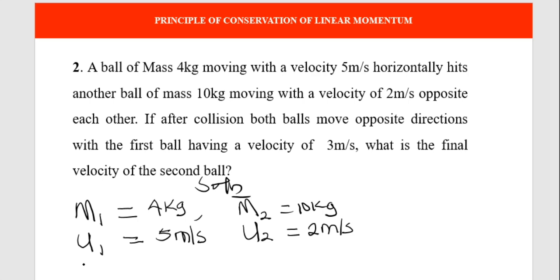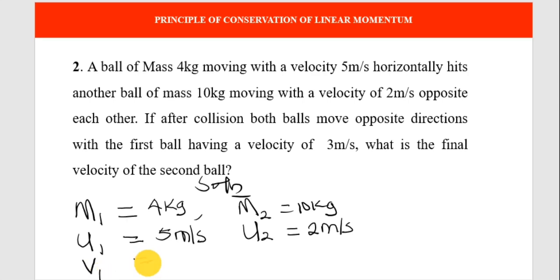What is the final velocity of this combo? Final velocity of ball 1 is given to be, if after collision both balls move in the opposite direction, with the first ball having a velocity of 3 meters per second, what is the final velocity of the second ball? I think this is all we are looking for.